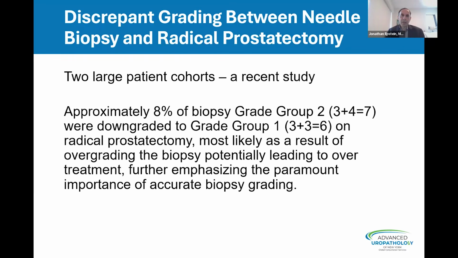Just to show you a problem with grading, there was a large study done looking at 2 different patient cohorts. What they found was about 8% of biopsies that were called a 3 + 4 = 7, when the radical prostatectomy was done and the whole tumor was looked at, they couldn't find any 4. It was all 3 + 3 = 6. What they concluded, and what I agree, is most likely this resulted from the biopsy being overgraded. In fact, the biopsy was probably a 3 + 3 also. And that led to overtreatment, because if that patient had a biopsy of 3 + 3, very likely in today's practice, they wouldn't have had a radical prostatectomy. So this emphasizes the importance of accurate biopsy grading.